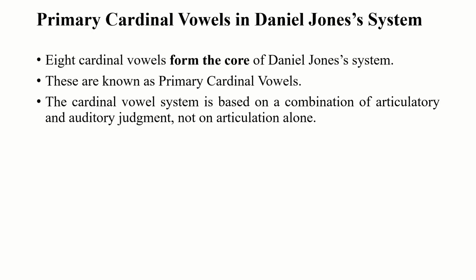Now, primary cardinal vowels in the Daniel Jones system. Eight cardinal vowels form the core of the Daniel Jones system. There are two types of cardinal vowels: one is primary, the next is secondary. First we are going to talk about primary cardinal vowels, then we will discuss secondary cardinal vowels. The eight cardinal vowels, numbers 1 to 8, are the primary cardinal vowels, and they form the core of the Daniel Jones system. The cardinal vowel system is based on a combination of articulatory as well as auditory judgment, not only on the articulatory process.